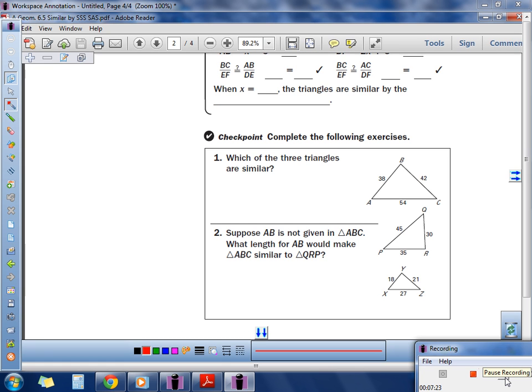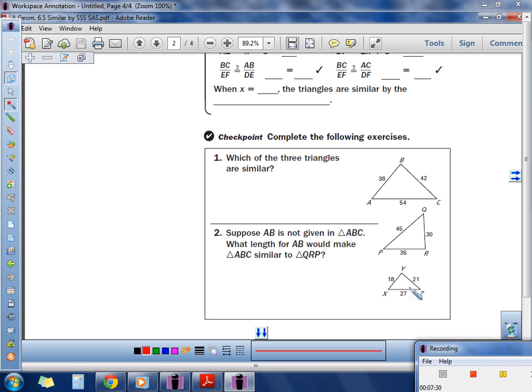All right, so for some of these, they've been a little bit more challenging for you guys, so make sure to focus on this. First up, which one of these are similar? So we've got to pick out pairs of these to compare. For some reason, I just always start with the smallest one. It's just how I work. I don't know why. All right, so here's the smallest one.